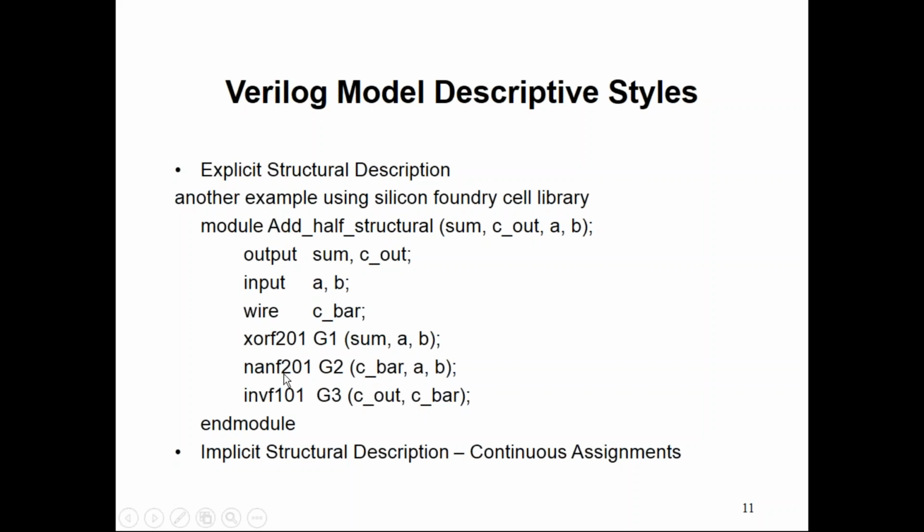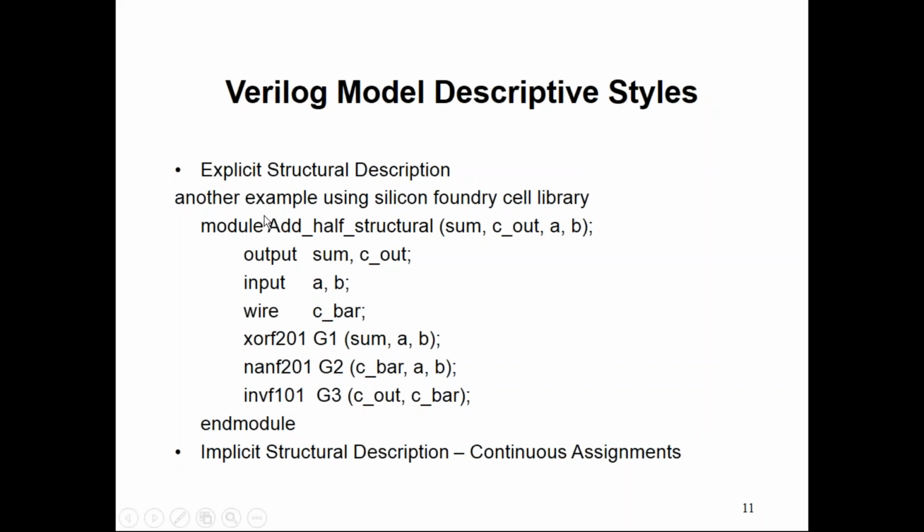And a NAND gate function with two inputs and one output, C bar as our output, and A and B as inputs. And for the inverter function, you are having one input and one output.